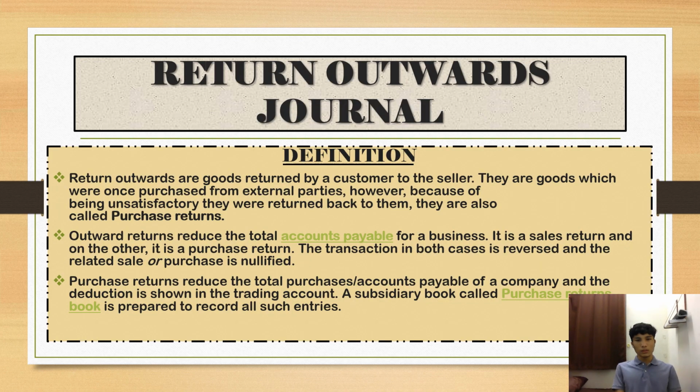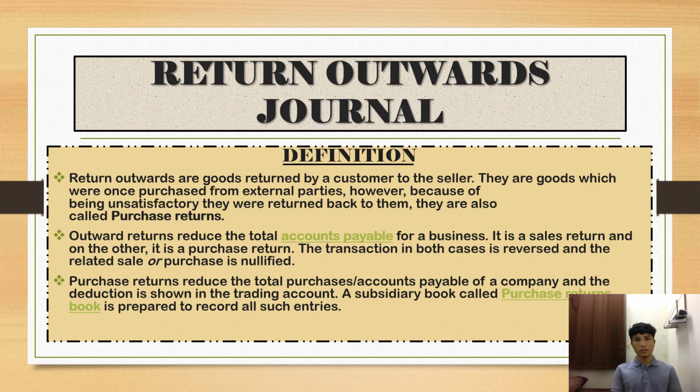Return outwards journal. The definition of return outwards is goods returned by a customer to the seller. They are goods which were once purchased from external parties. However, because they were unsatisfactory, they were returned back to them. They are also called purchase returns. Outwards returns reduce the total accounts payable for a business.